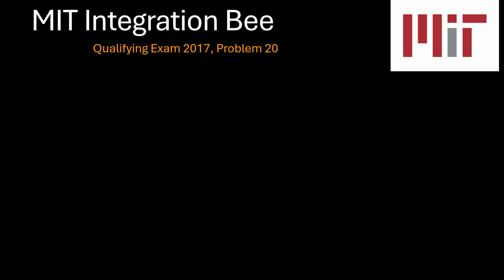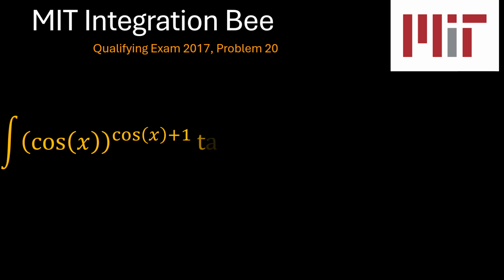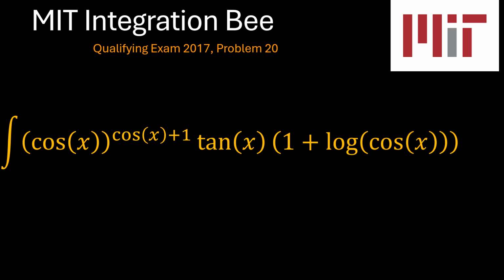So on to problem number 20 of the MIT Integration Book of Exam 2017, which is the indefinite integral of cosine x to the power cosine x plus 1 times the tangent of x, all times open bracket 1 plus the natural logarithm of cosine x, close bracket, close bracket. So seemingly long and intimidating problem, but I think it's easy. So let's see how we may be able to solve it.